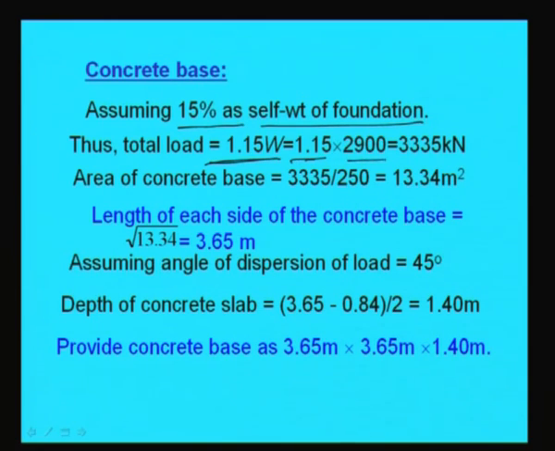1.15 W means 2900 kilonewton. So 1.15 into 2900 will become 3335 kilonewton, right. So area of concrete base will become 3335 by 250, because 250 is the allowable pressure. So 3335 by 250, that is 13.34 meter square. So area of concrete base is becoming 13.34 meter square.